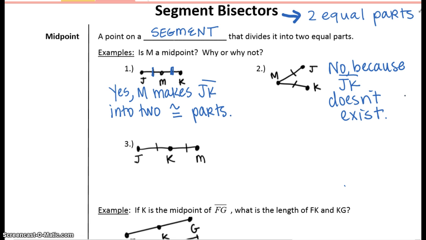Number 3, let's talk about that. Is M a midpoint there? Now, if you just glance at number 3, you might think, yeah, M's a midpoint. I see this, and I see this, and they match, and we're all good. But actually, M is not a midpoint. What is the midpoint of this picture? K. So you want to say, no, K is the midpoint. Okay? So just be careful with those. They're going to try to trick you a little bit, and you don't want to fall for their shenanigans.